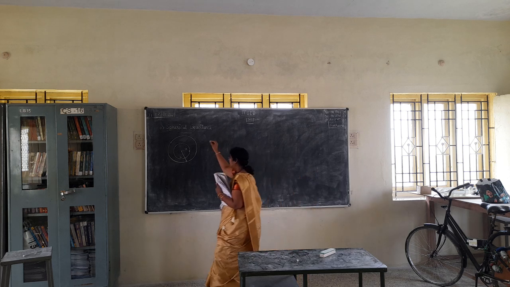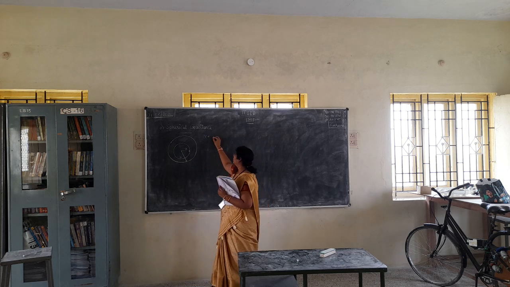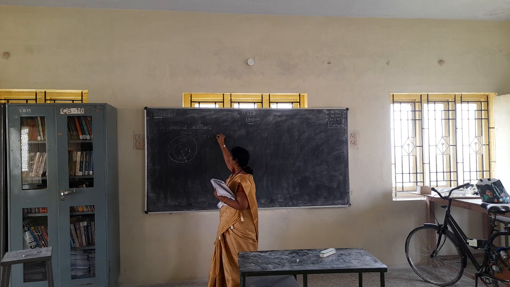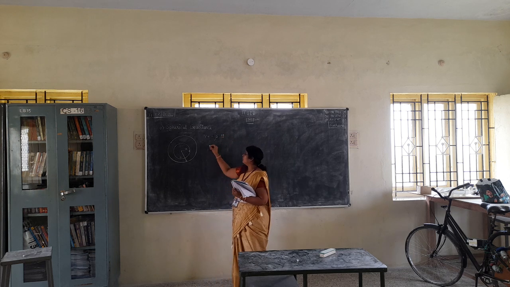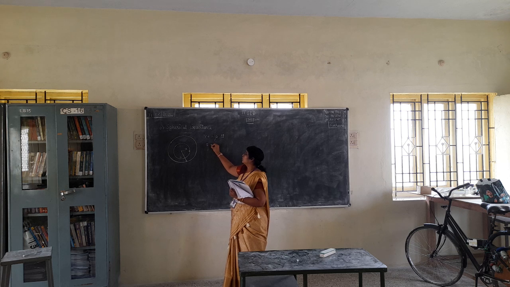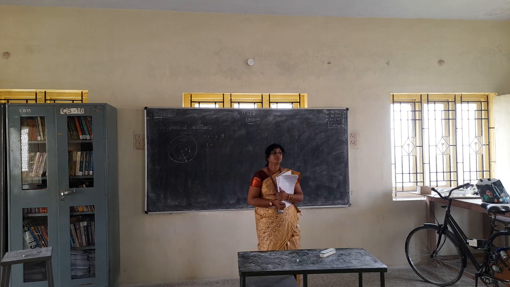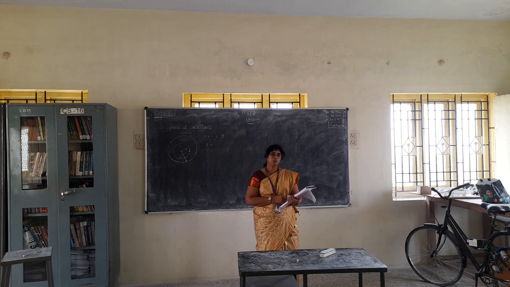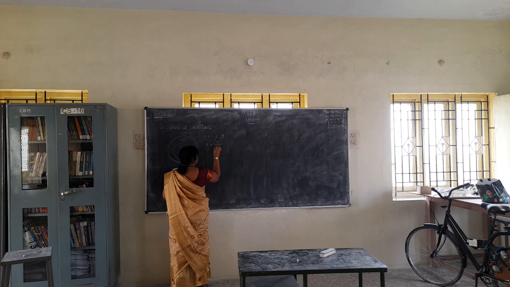Then we start with V. What is V? V is equal to minus integral of E dot dl. Next, we need to substitute the value of E. For a coaxial cable, E is equal to rho by 2 pi epsilon r. Here the E value is Q divided by 4 pi epsilon r square.